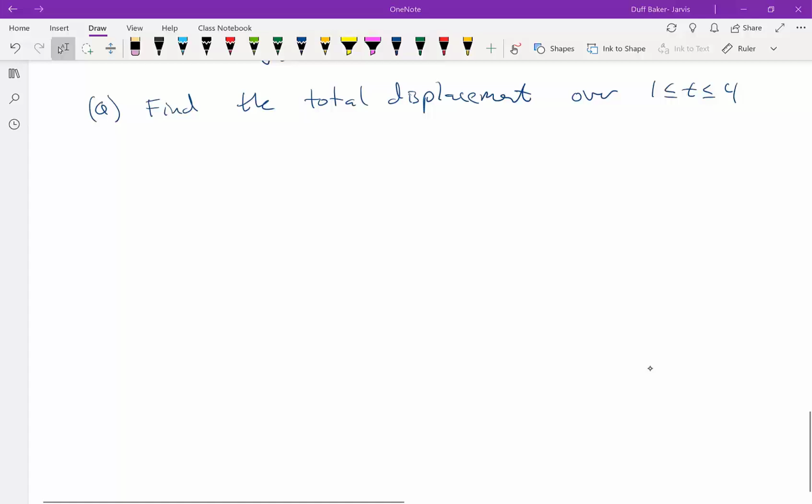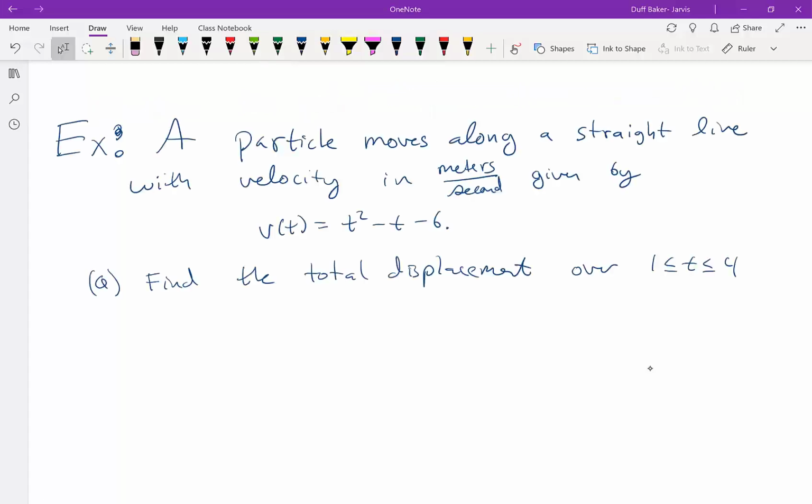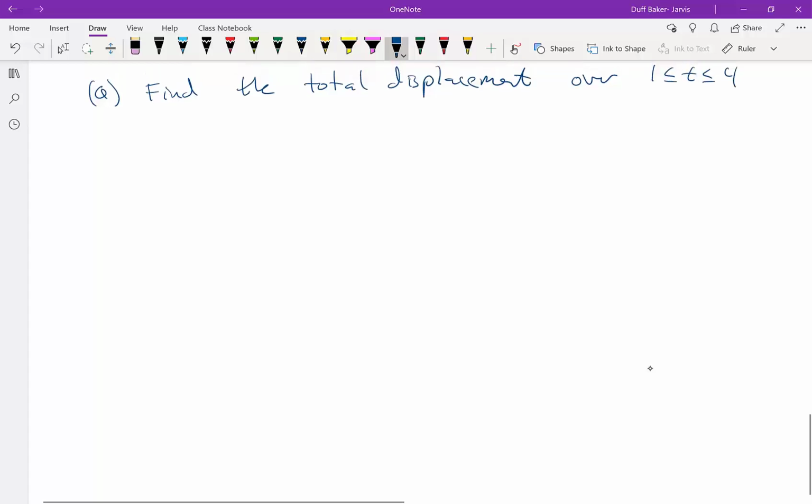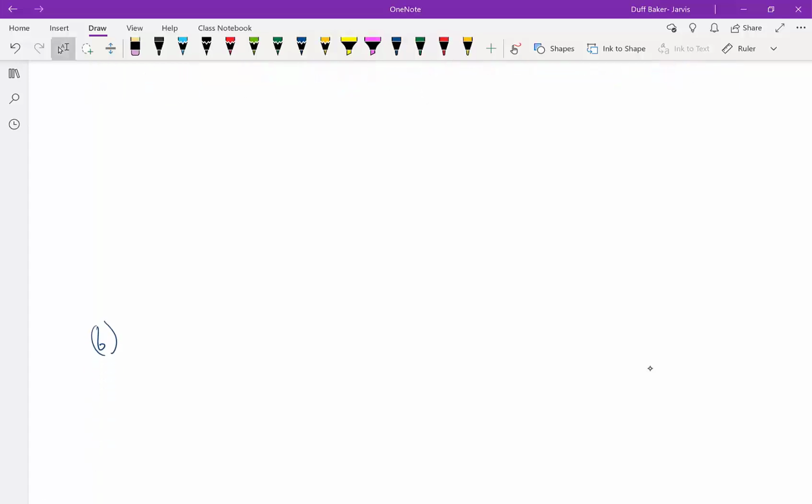Okay, so here's the situation. We have some object that moves in a straight line, and we're given its velocity. We're going to work in units of meters per second here. Our first goal is going to be to find the total displacement between times 1 and 4. And then our second one will be to find the total distance traveled over that same time period.